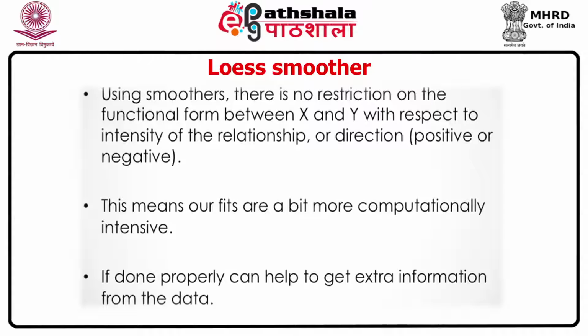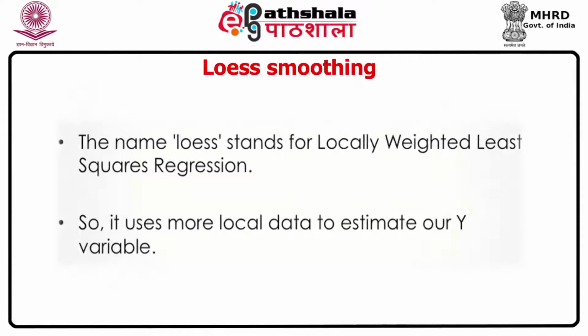If done properly, we can get extra information from the data, but just as with kernel smoothing, the information that we get is highly dependent upon correct choice of the smoothing parameter. So the name Loess actually stands for locally weighted least squares regression, and in many software versions you can get an additional function LOWESS as well as a function LOESS, both of which effect Loess smoothing, but there are some minor differences between the two.